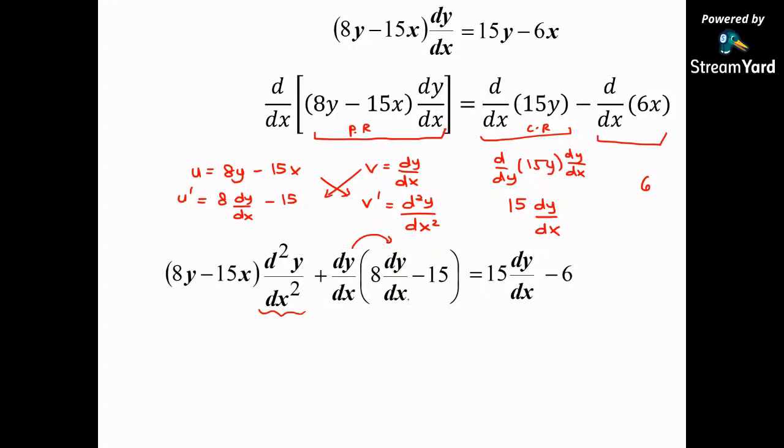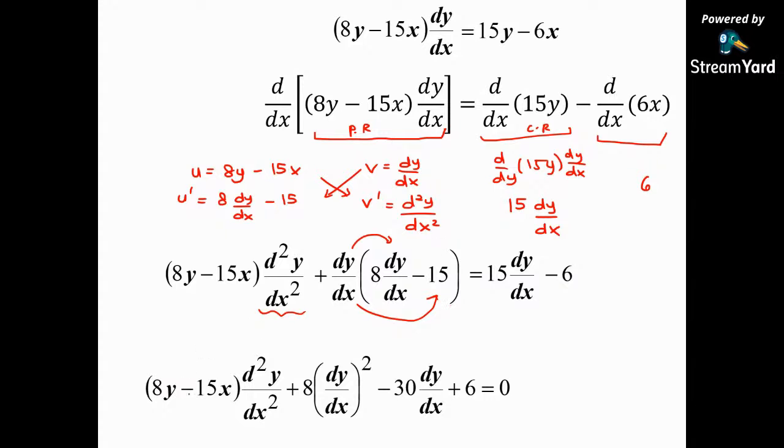So I'm going to expand them a little bit. This one times this and this times this. So what I have is (18y minus 15x) d2y over dx squared. This one, be careful when you multiply them: it doesn't become d2y, it becomes dy over dx squared, minus 30 dy over dx plus 6 equal to 0. So this comes from here. I bring this one to the left hand side and then simplify them. Now we're going to substitute the value of dy over dx as well as the values for x and y, and then find out the value of d2y over dx squared.